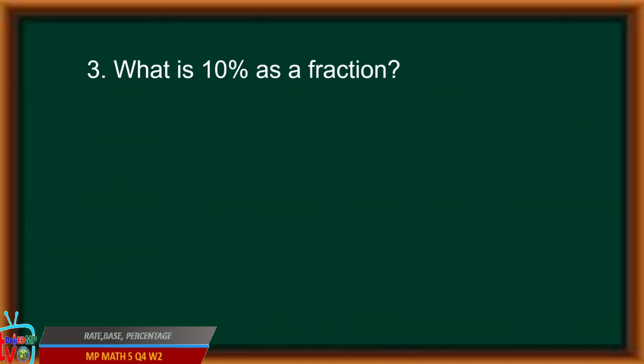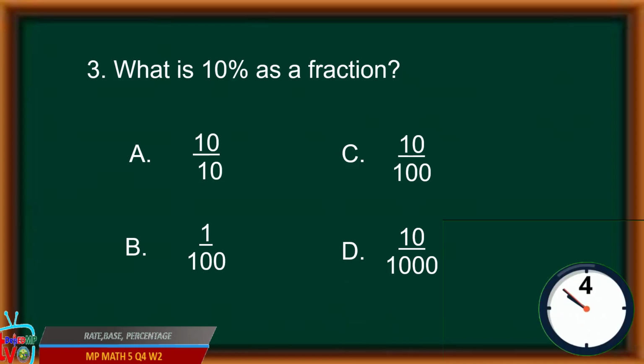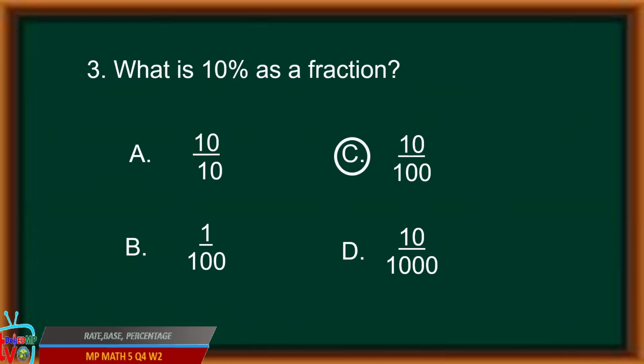Number 3. What is 10% as a fraction? A, 10 over 10. B, 1 over 100. C, 10 over 100. And D, 10 over 1000. The correct answer is C, 10 over 100.